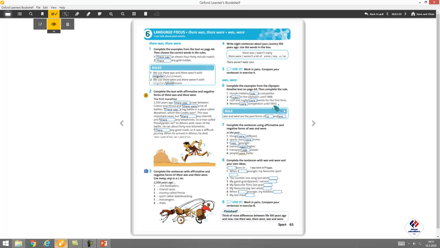Number 4, my favorite film last year was Terminator 6. When I was younger, my hobbies were traveling and reading books, but today my hobbies are swimming and knitting, for example. And my last meal was pasta with chicken.